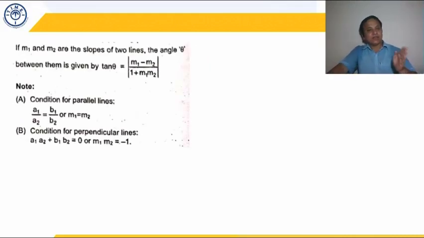Now, if M1 and M2 are the slopes of two lines, the angle theta between them is given by tan theta, which is M1 minus M2 upon 1 plus M1 M2. Yes, parallel line slopes are equal. Perpendicular lines, product of slope is minus 1.